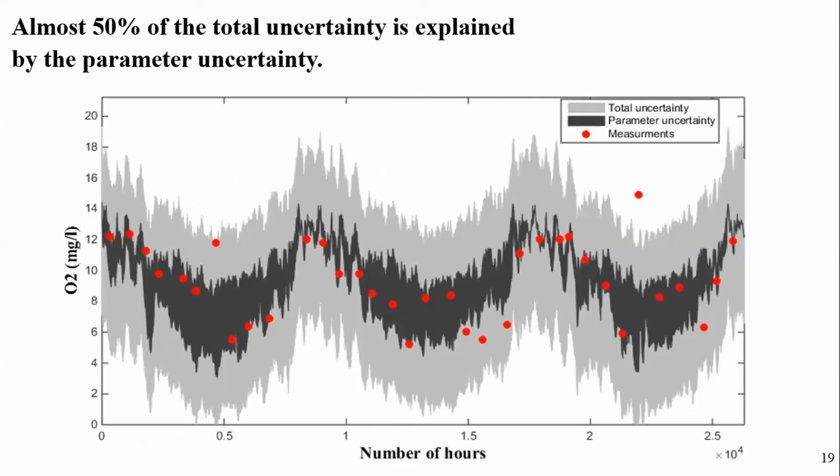This figure shows the result of the uncertainty analysis. The black range is the uncertainty range due to the parameter uncertainty, and the gray one is the 95% uncertainty interval due to the total uncertainty. We see that almost 50% of the measurements are covered by the black range, and it means that almost 50% of the total uncertainty is explained by the parameter uncertainty, and the other 50% of the total uncertainty is explained by other sources of uncertainty, such as input uncertainty and model structural uncertainty.